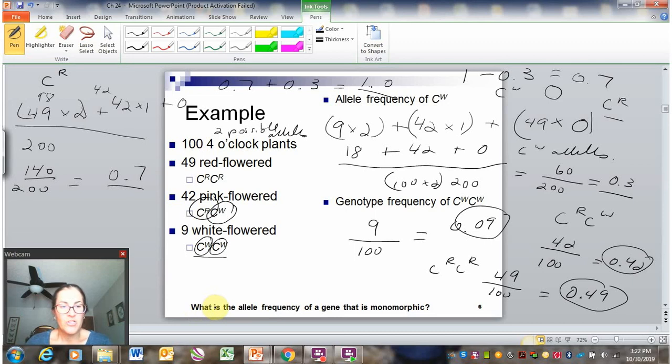A last question here: what is the allele frequency of a gene that is monomorphic? Remember, we also call this a gene or allele being fixed. In that case, the allele frequency is 1.0. Again, everybody has that allele. So that's how you calculate allele frequencies from raw data.